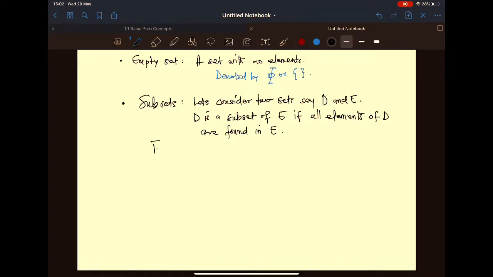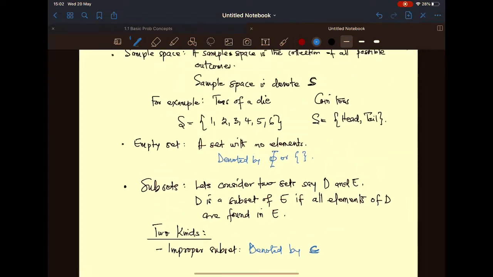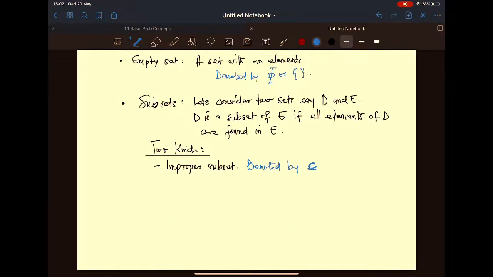There are two interesting things we would need to know under this heading of subsets. There are two kinds of subsets we would need to know, and this is very interesting. Now the first of its kind is the improper subset, and it is denoted by the symbol here with a dash underneath.